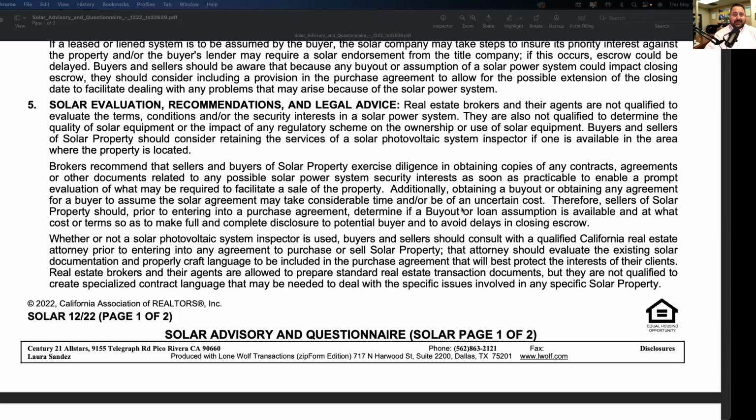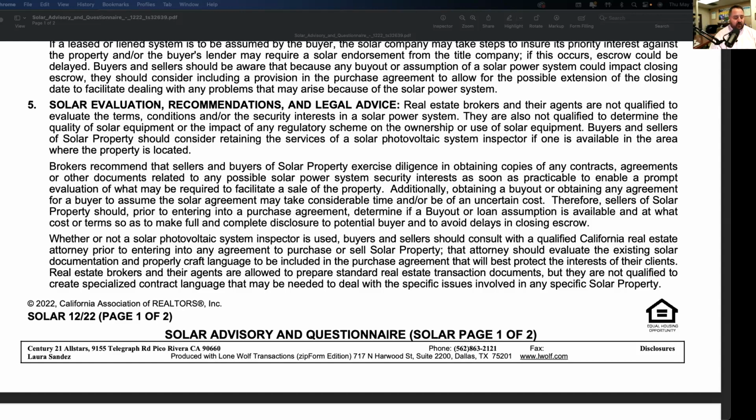Now, they have inspectors that are specific for solar, right? The solar photovoltaic system inspector. You could hire somebody that can come in and say, "Hey, you know what? In the case of this property, based on the size and all that stuff, it's worth it for you to assume these and keep these solar panels."